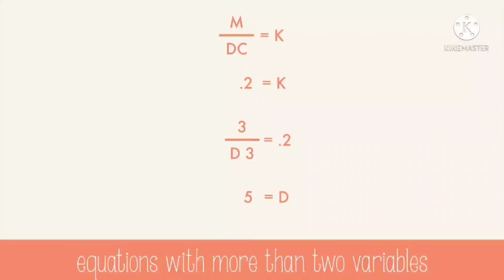So even though at first we thought it would take 3 days for 3 mice to be caught by 3 cats, it actually takes 5 days.